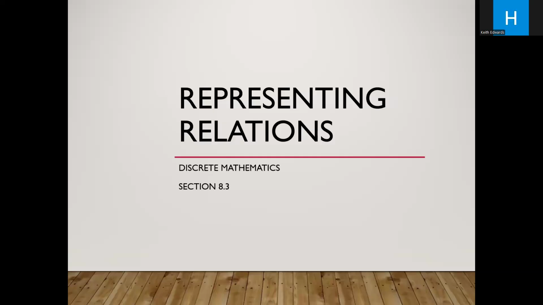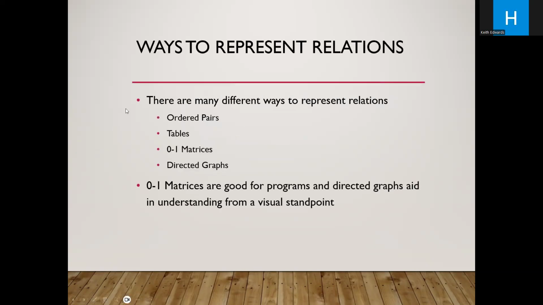Okay, so today we're going to look at representing relations, and this is section 8.3 in the sixth edition of the Rosen textbook. And we're going to see a couple different ways that we can represent our relations that we've been talking about in the previous two sections. So one way is ordered pairs, which we've already seen. A second is tables, 0, 1 matrices and directed graphs. And these all have their uses.